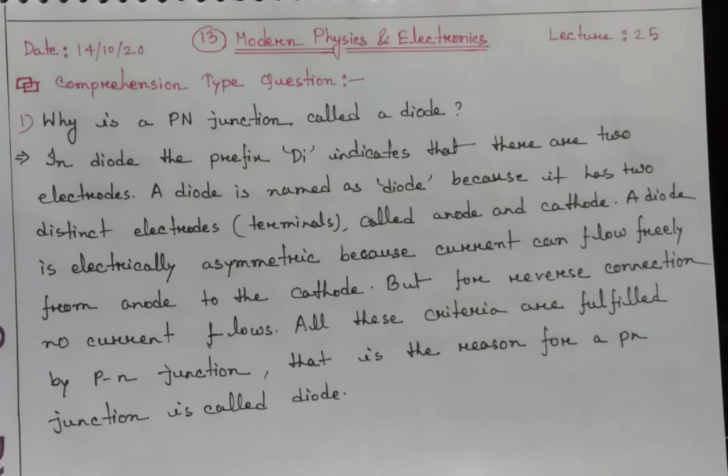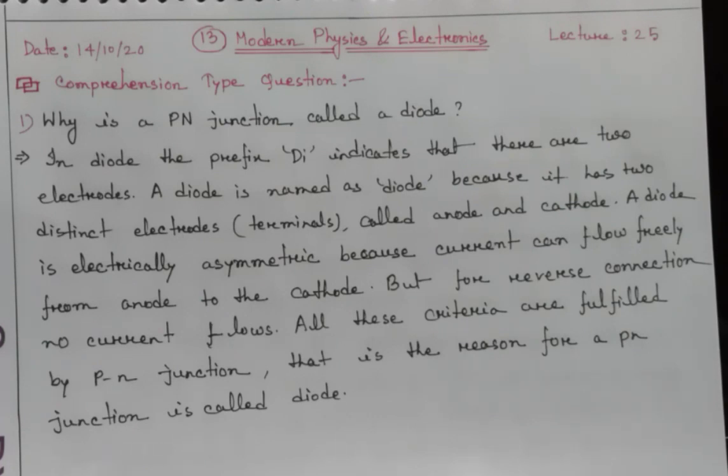First of all, why is a p-n junction called a diode? You have known about the p-n junction: whenever a p-type material and an n-type material are combined together, that is called a p-n junction. And the characteristics of a p-n junction, you already know about this.